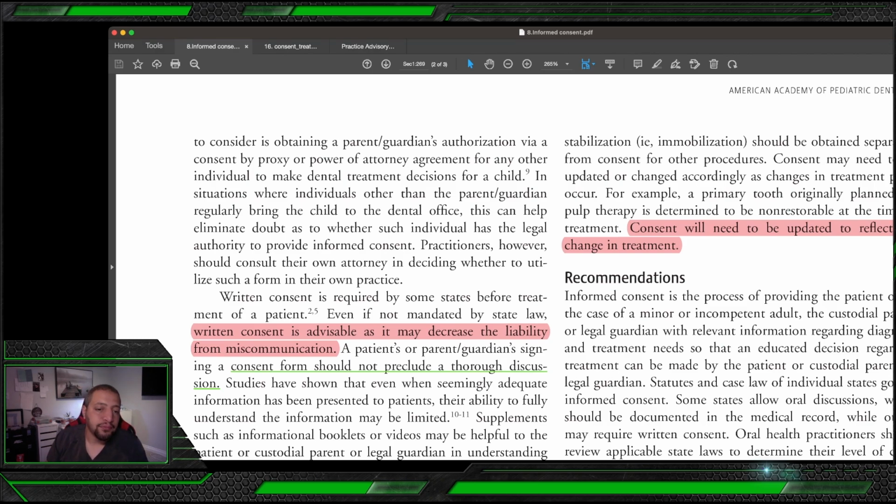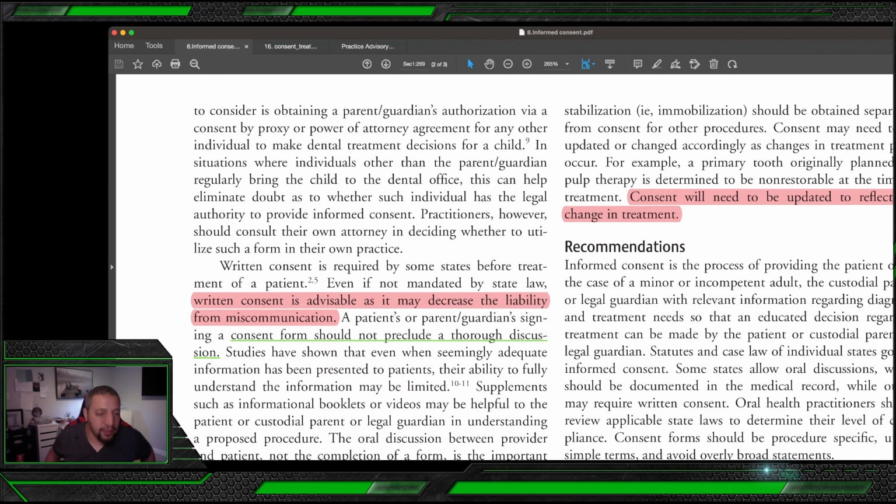Okay, even if not mandated by state law, written consent is advisable and it may decrease the liability from miscommunication. Meaning, consent does not have to be written. Consent can be oral, but it's advisable to be written. For example, let me give you an example. If a patient comes to your office and is scheduled for a new patient exam, before the patient sits on the chair you're going to ask him to sign a form because you are going to do a new patient exam? This makes no sense.